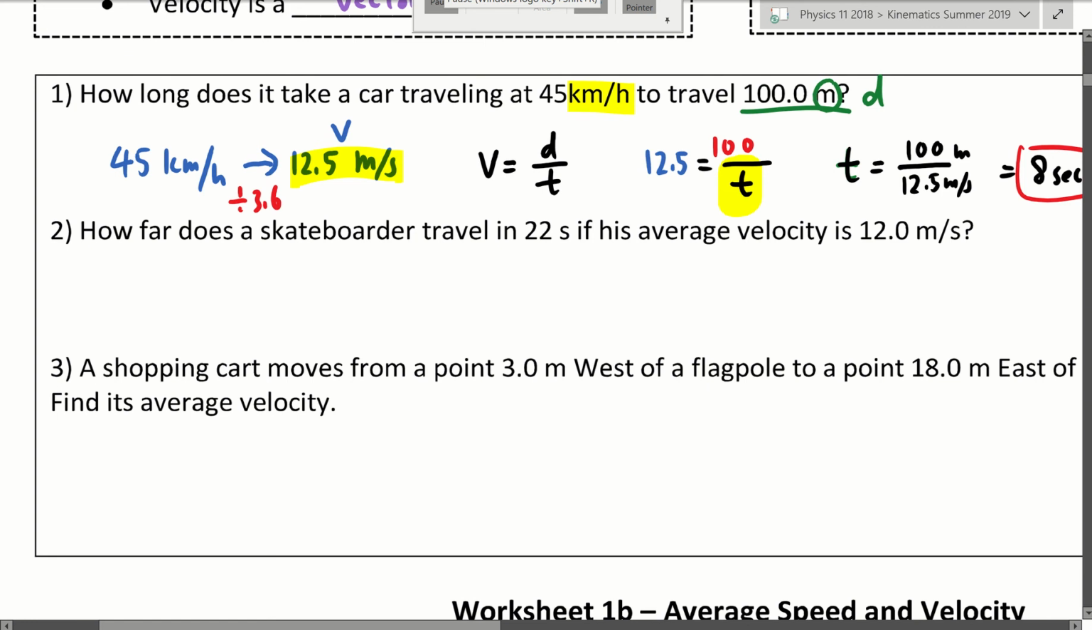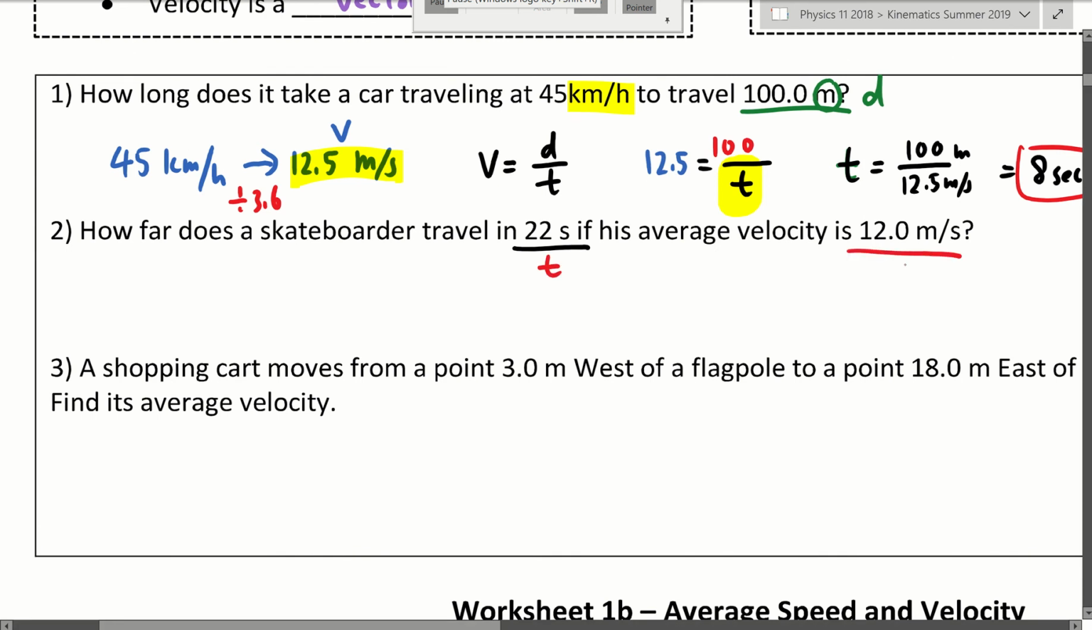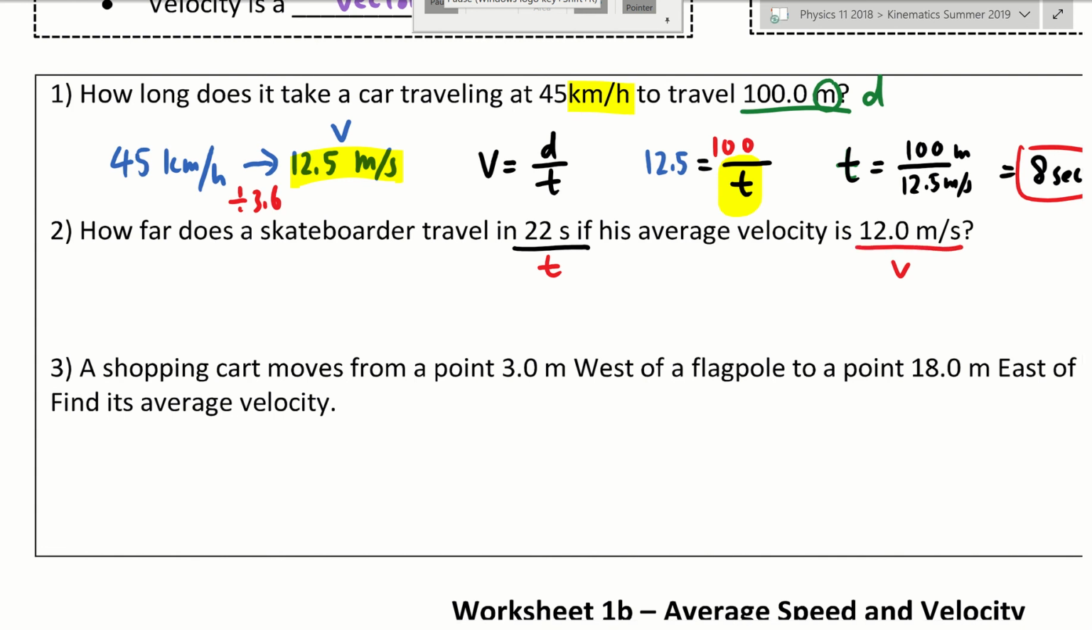How far does a skateboarder travel in 22 seconds if its average velocity is 12 meters per second? Okay, same idea. 22 seconds is a time. This 12 meters per second is a velocity, or they didn't really give us direction, so technically it's a speed. But that's okay. Now what you're looking for is displacement.